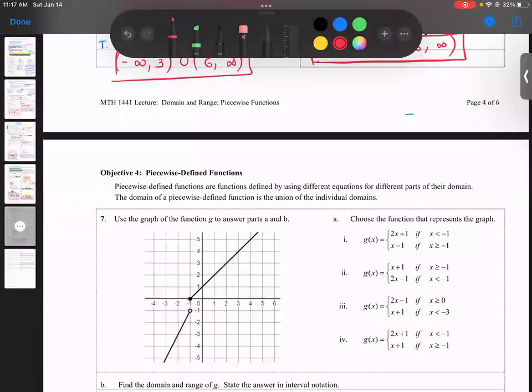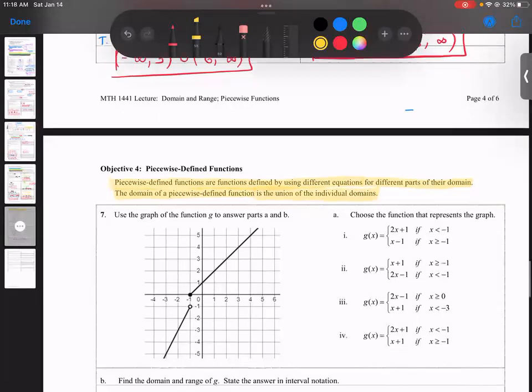Now, let's talk about the definition of a piecewise function. A piecewise function is a function defined by using different pieces of equations for different parts of their domain. So each equation has its own domain. The domain of the whole piecewise function will be the union of the individual domains of the individual equations.